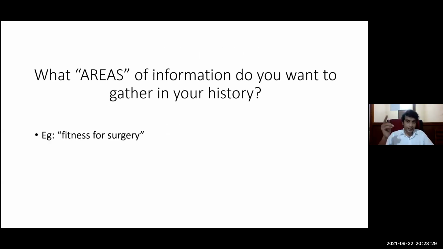So now again, let's make a list. This is regarding what areas of information you want to gather in a history if you think that this patient has thyroid disease. One example would be, instead of saying does this patient have diabetes, does this patient have hypertension, does this patient have dyslipidemia, etc., overall you know that you are asking all those questions because you want to assess the patient's fitness for surgery. So fitness for surgery is the area that you're looking for information in. Like that, just try and brainstorm and make a list now of areas that you want to gather information on in your history. Just type them in.